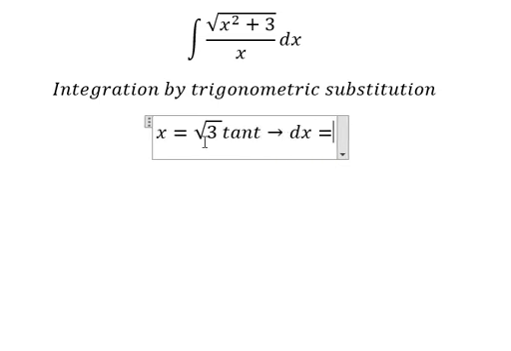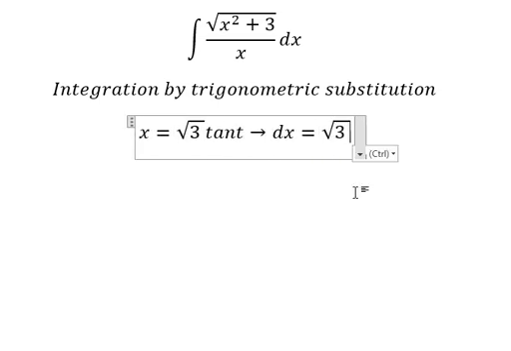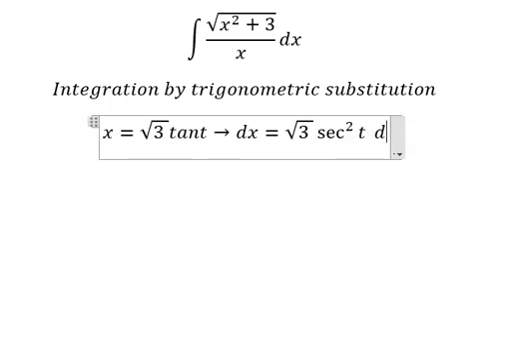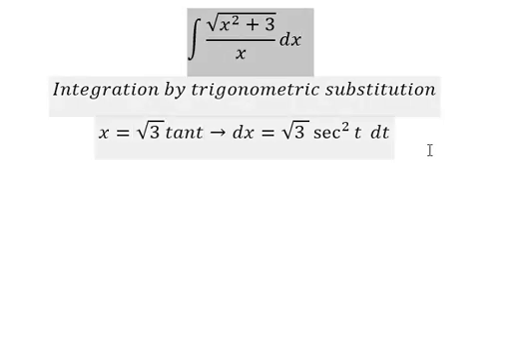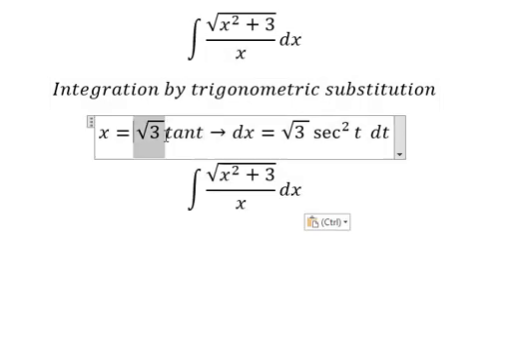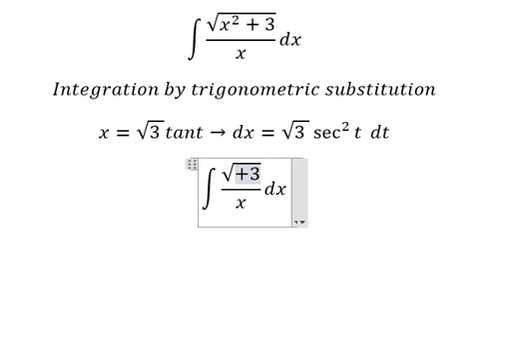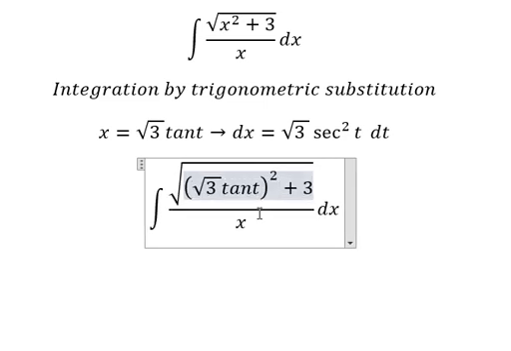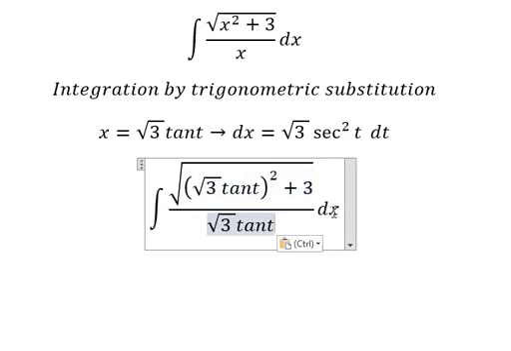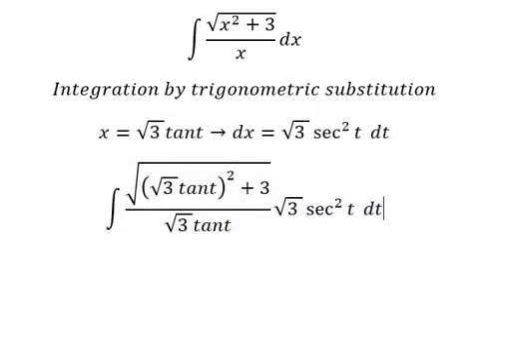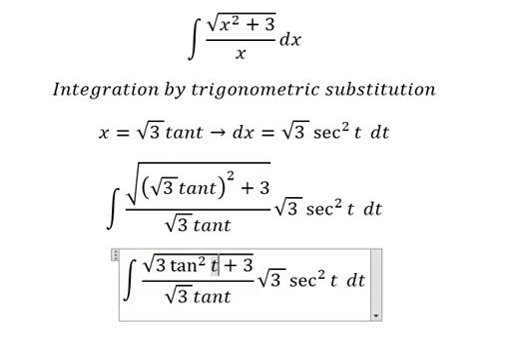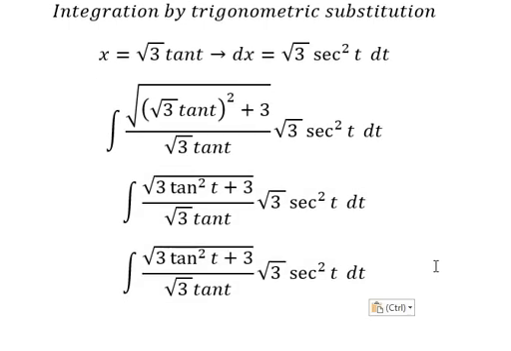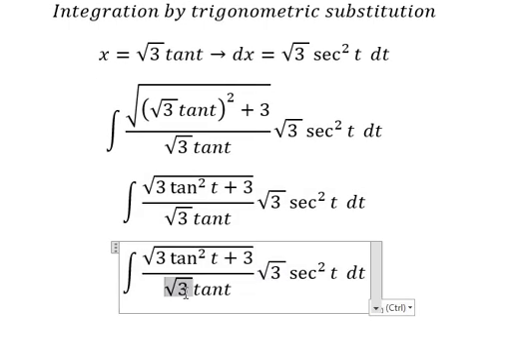The dx is the square root of 3 secant of t squared dt, after we do the first derivative of tan t. Next, I will put this one in here, and this one in here. The dx we change by this one. This one we have 3 tan t squared. Next, we simplify this one and this one.